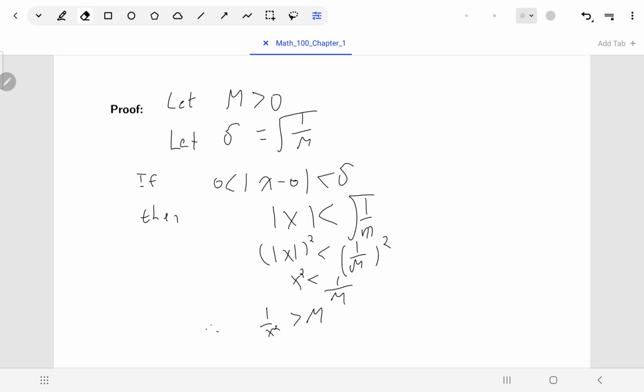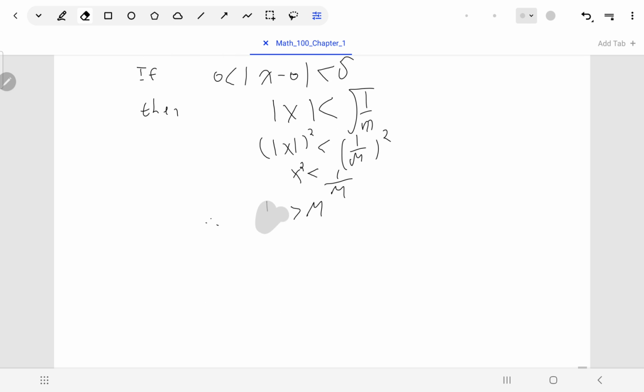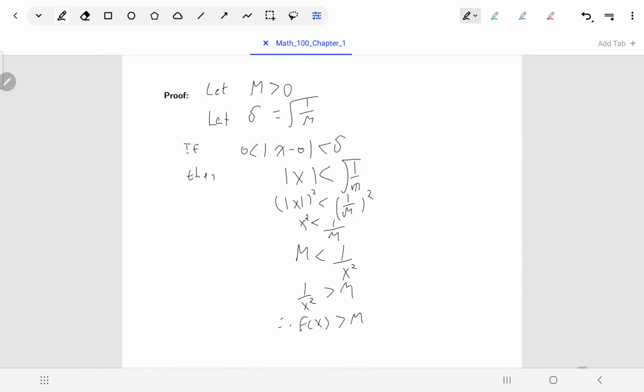So now we're almost finished. I guess I need to make just a little bit more room for myself before I can make my conclusion. I guess I was a little optimistic there. I'm just going to need to rephrase this. And so here what I'm going to rephrase this as is m is less than 1 over x squared, or in other words, 1 over x squared is bigger than m. So our function is larger than m. And now we've shown it.